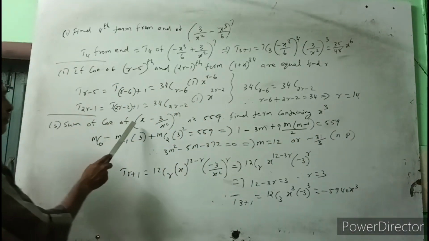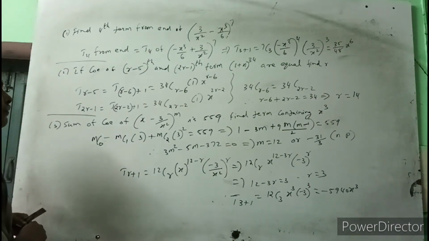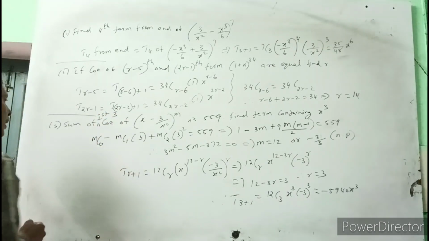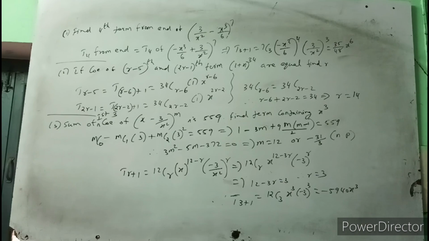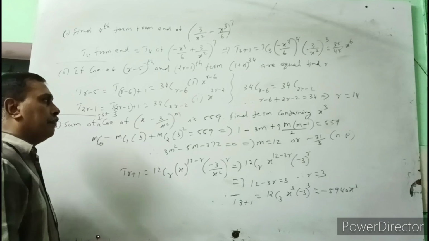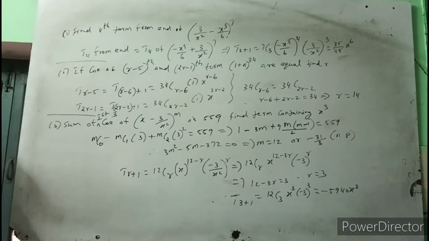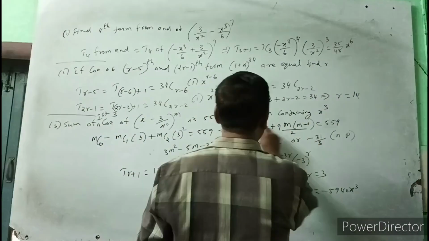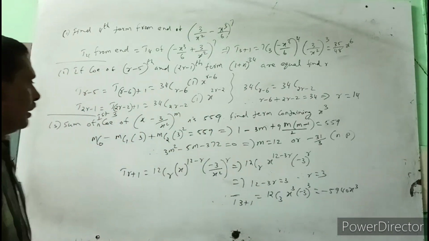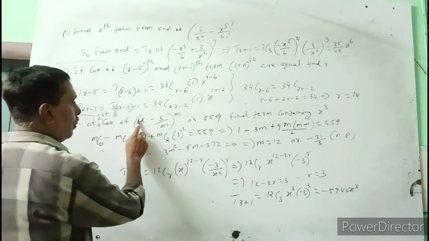Now another question: the sum of the first three coefficients, meaning when you are expanding, take the first three terms' coefficients, is 559. Find, the question is not completed, find the term containing x cube. This question is there: find the term containing x cube. First we will find this m. Very simple. The first term is MC0. I removed x because I want a coefficient. A coefficient will not contain this variable.